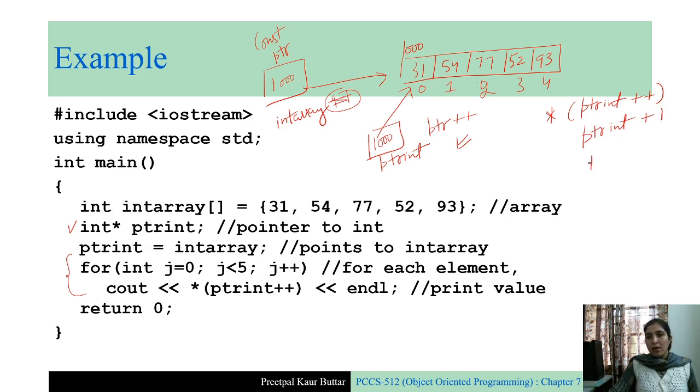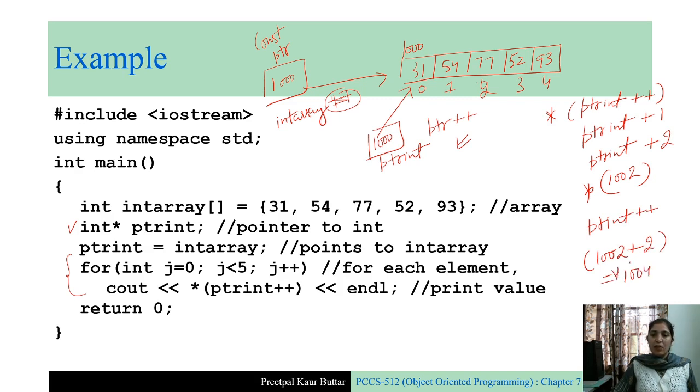So 1 means the next element. So how many bytes will be jumped? 2 bytes, because we are assuming that an integer is occupying 2 bytes. So from 1000 it will change to 1002 and we will print the value at that address. And then in the next iteration again we are doing ptr plus plus, and then 1002 plus the next element, it will go to 1004 and print the value at that address, and so on. So it will keep on doing like this. Okay. So now let us try to run this program.